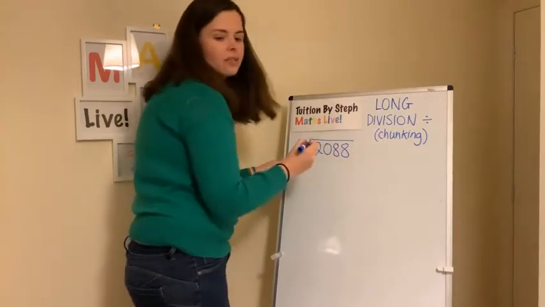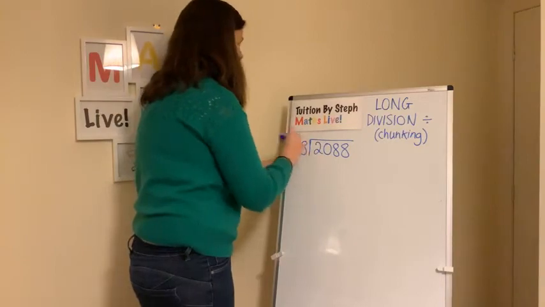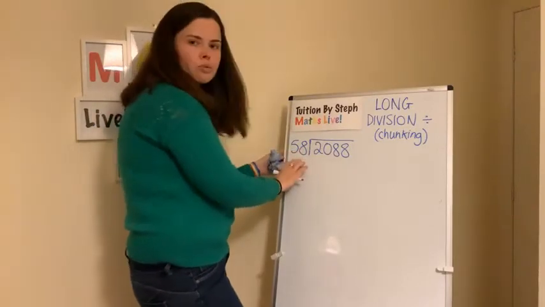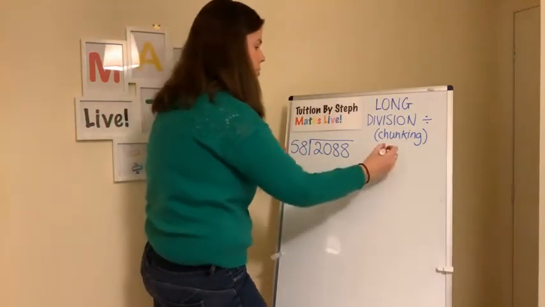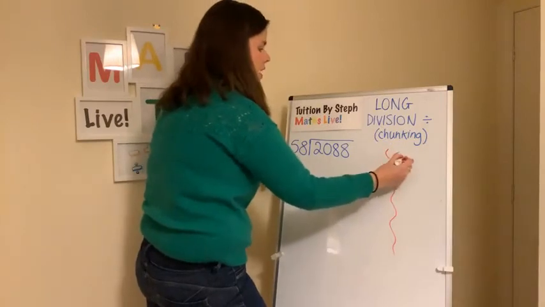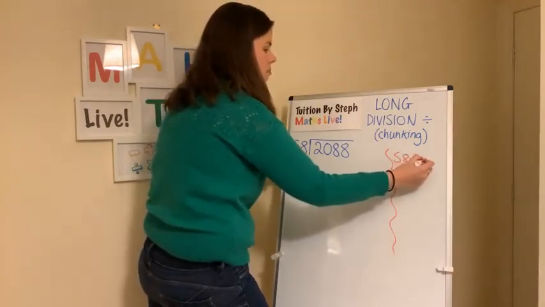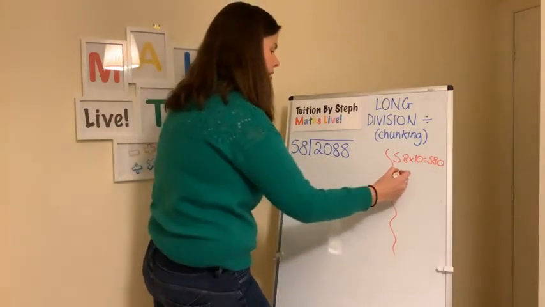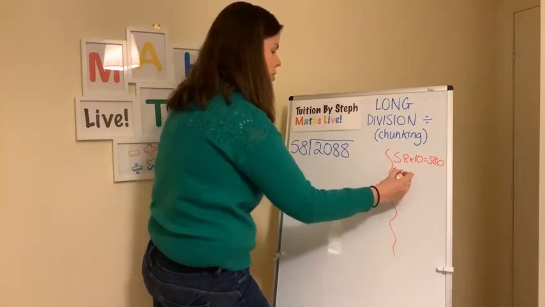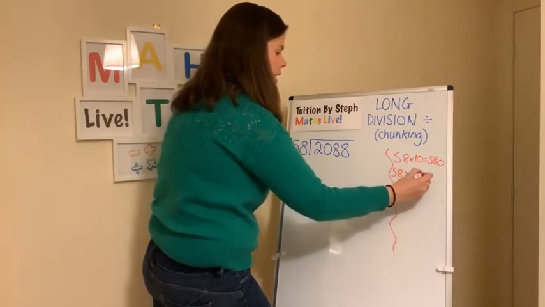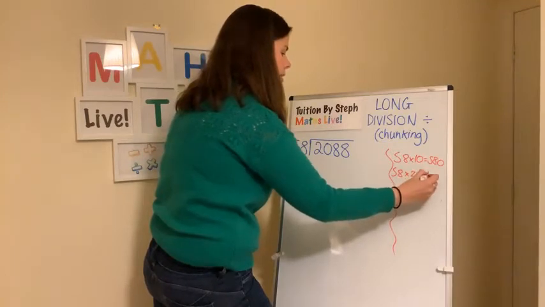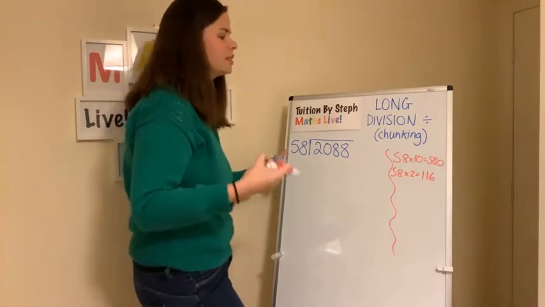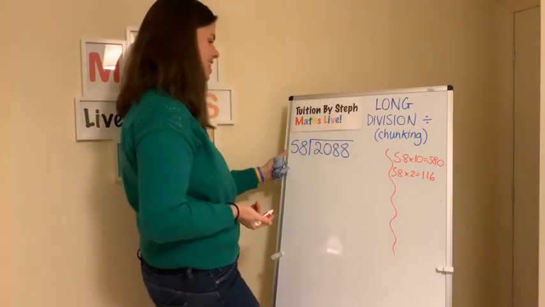2088 divided by 58. Okay. So on the side, I'm going to think of some groups of 58 to make my subtraction a bit quicker. Obviously 58 times 10 is 580. It's a good start. 58 times 2 is 116. I'm overthinking everything. I'm like 50 times 2 is 100 and 8 times 2 is 16, so together it's 116.